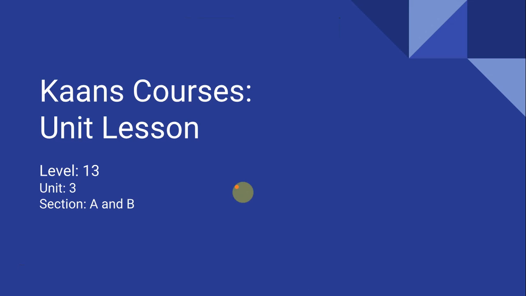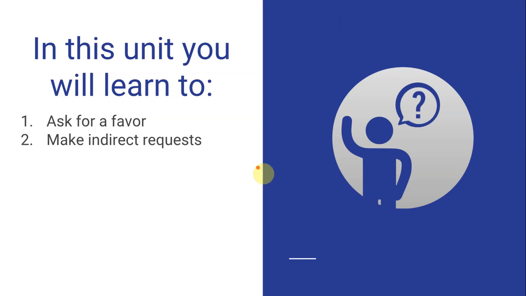Hello there, welcome to unit number 3 from the intermediate level number 13. In this unit you will learn to, number 1, ask for a favor, and number 2, make indirect requests.